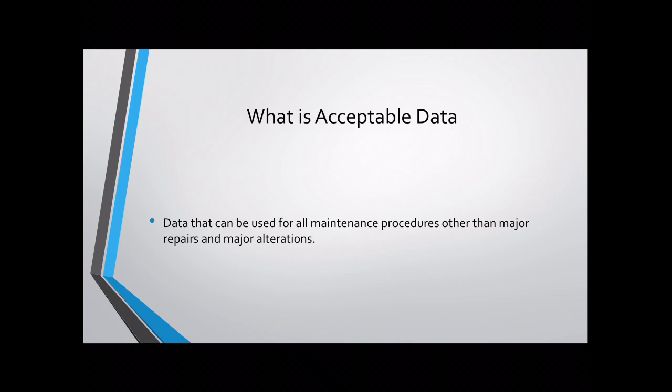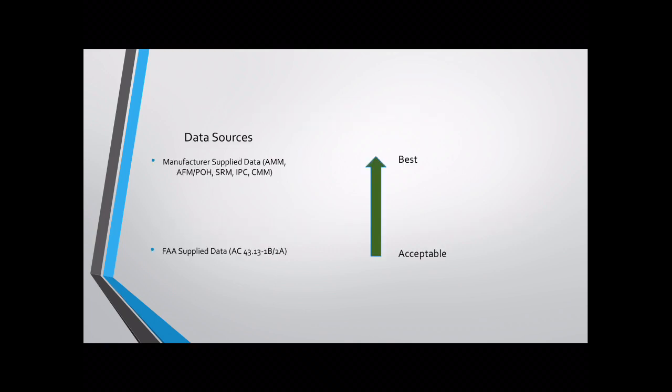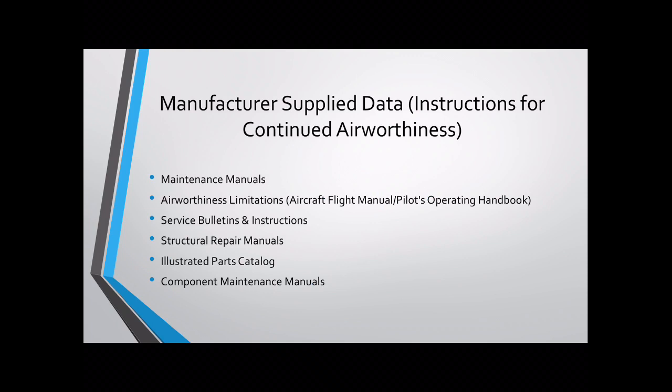So what's within this acceptable data subset? Well, we have a few different sources. We have things that are supplied by the manufacturer, which comes in the form of maintenance manuals, aircraft flight manuals, pilot operating handbooks, structural repair manuals, illustrated parts catalogs, and component maintenance manuals. Those are our best sources of data when we're looking for acceptable data. While it is still acceptable, it is considered a secondary source. We have the FAA's supplied data through our AC 43.13-1B and 2A.